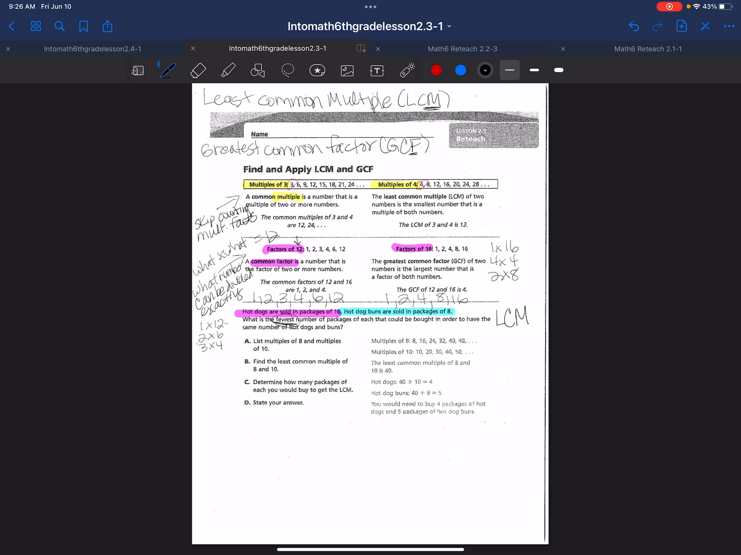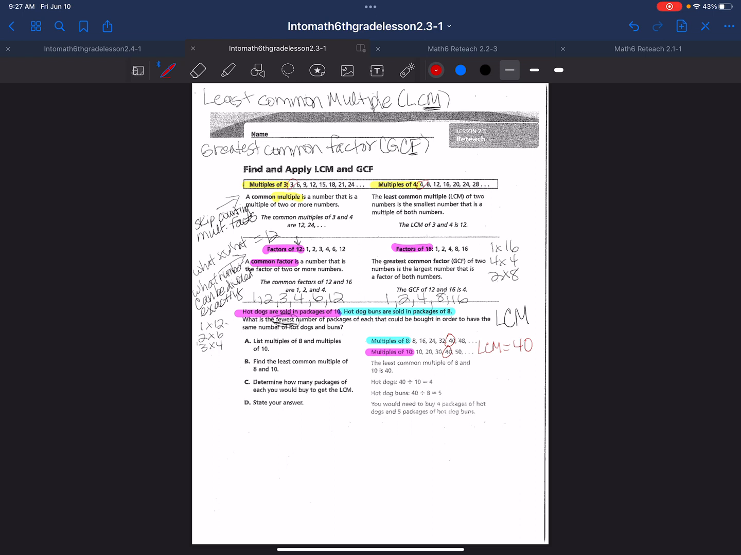So step one is list the multiples of 8 and 10. Remember that the multiples of 8 are going to be the hot dog buns, and the multiples of 10 will be the hot dogs themselves. Multiples of 8 is 8, 16, 24, 32, 40, 48, and so on. Multiples of 10 are 10, 20, 30, 40, 50. What is the least number they have in common? We notice here that 40 is the least common multiple. So the least common multiple of 8 and 10 is 40. So that's step two, we write that down.